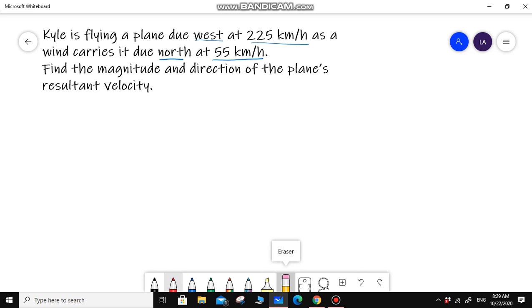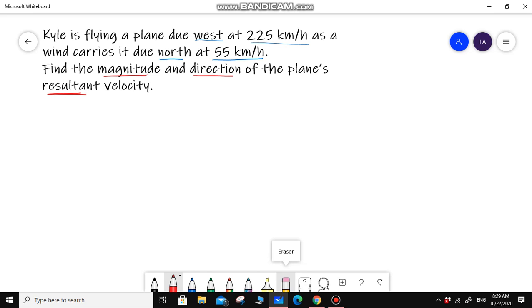Hello everyone, let us solve this sample problem related to adding perpendicular vectors. Kyle is flying a plane due west at 225 kilometers per hour as the wind carries it due north at 55 kilometers per hour. We need to find the magnitude and the direction of the resultant velocity. So resultant means I need to add these two vectors.